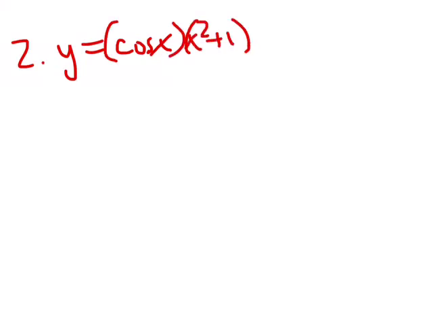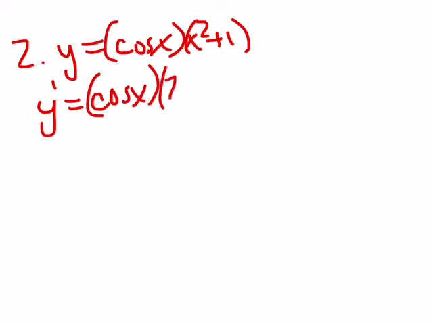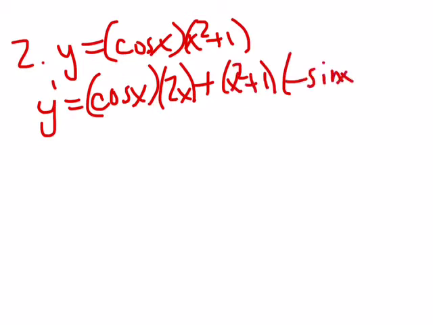Number 2 is product rule. Cosine x times x squared plus 1. Y prime equals f, cosine x. G prime is 2x, plus g, and then f prime is negative sine x. The only thing I did to simplify, if you look at my answer key, is I put the negative sine x in front and the 2x in front. Kind of optional. Number 3, so notice the difference between 3 and 4.